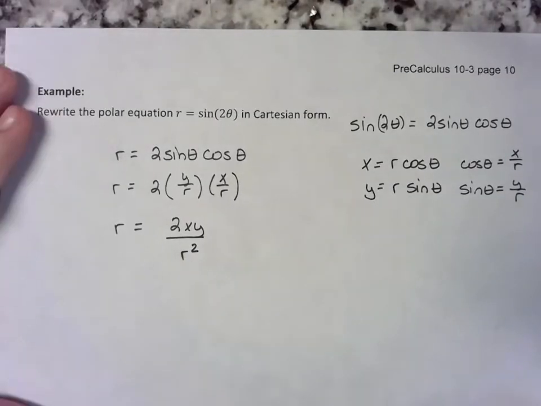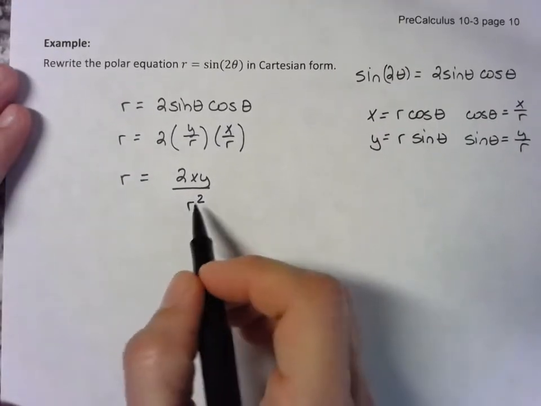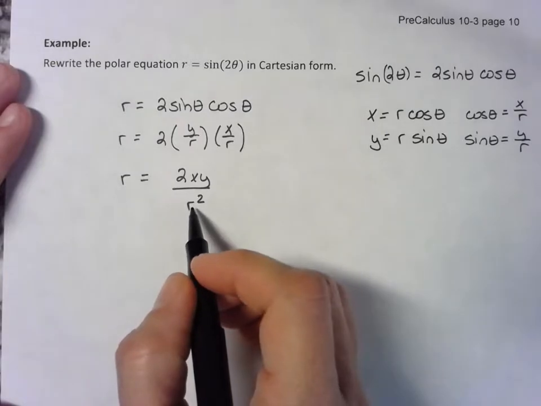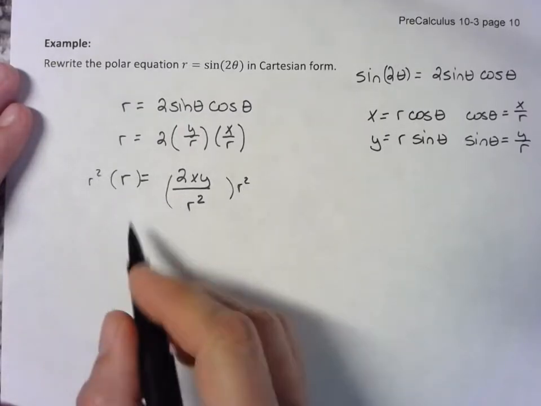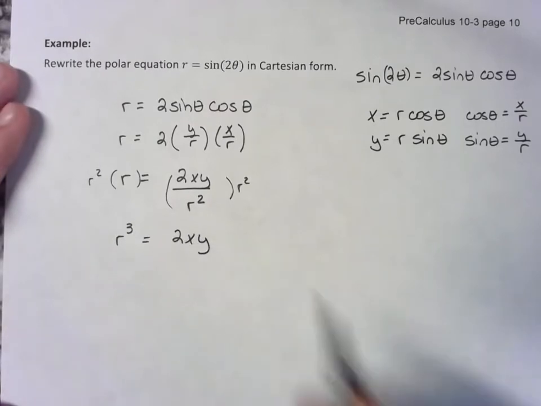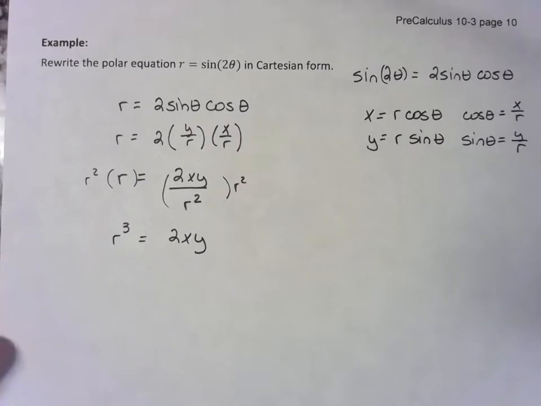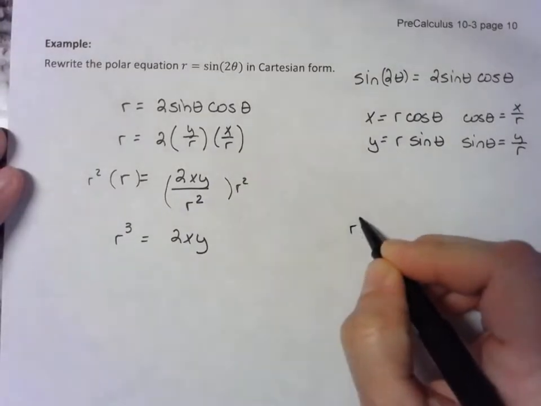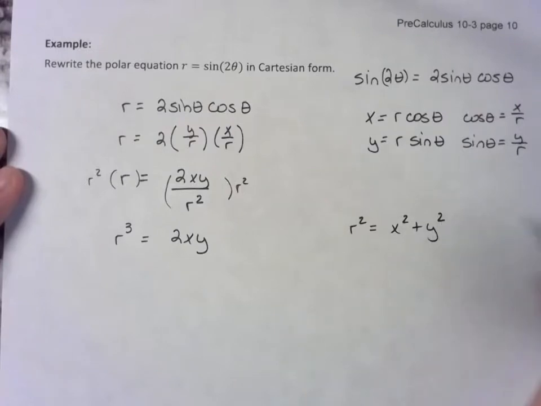Okay, now let's think about this for just a minute. We can multiply both sides by r squared. We end up with r cubed is equal to 2xy. Somehow we've got to get the r out of there and get x's and y's in there. So let's think about what we know. We know that r squared is x squared plus y squared.